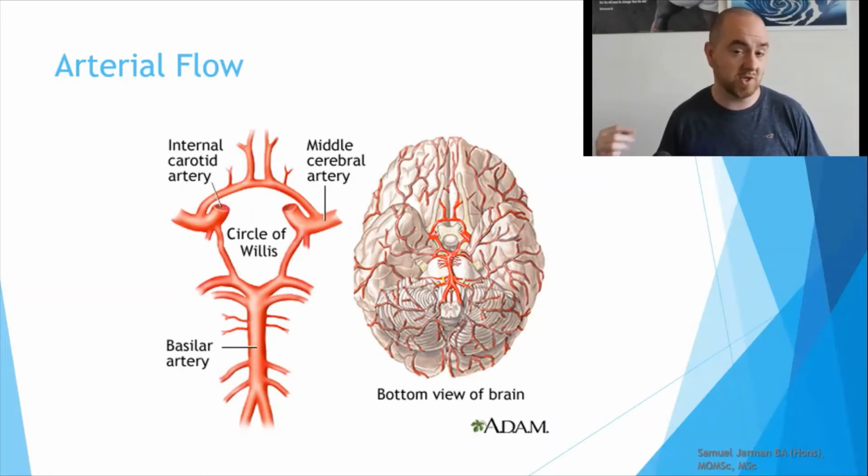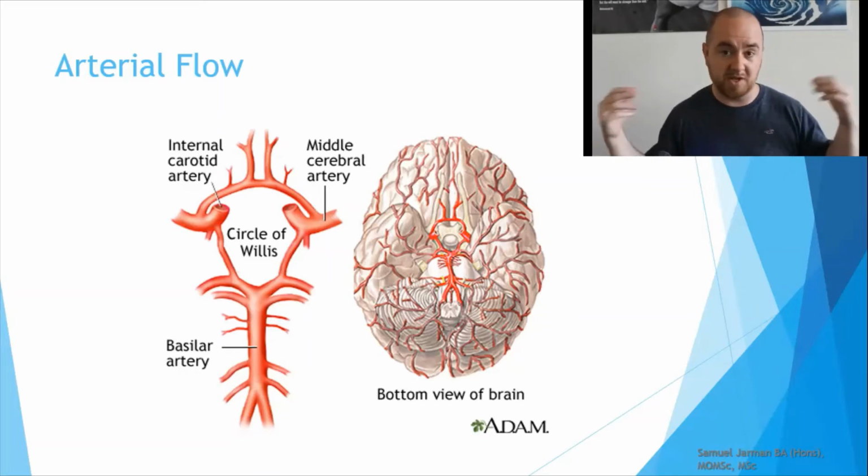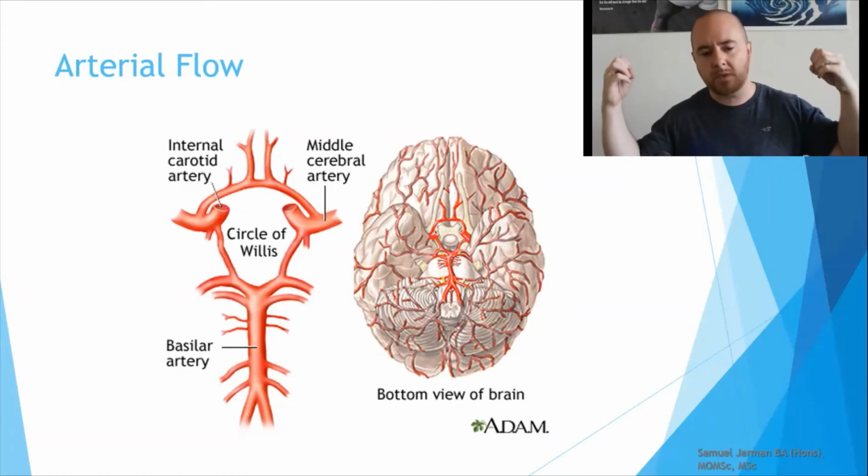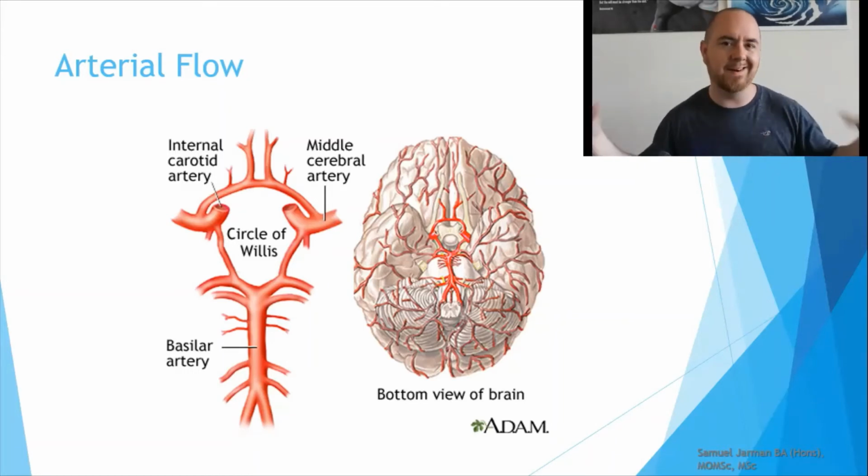But the circle of Willis is a great description, so you can understand how this works and which arteries will communicate with one another or provide blood flow to particular areas of the brain. But that said, it's not often complete in most people.